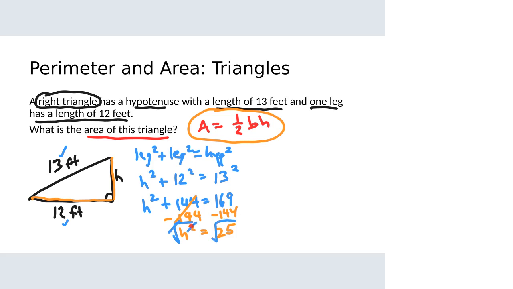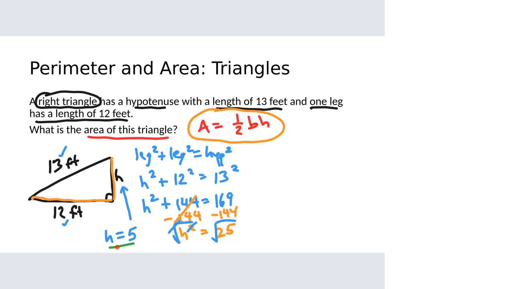These cancel, leaving me just h, and square root of 25 is 5. And so I just found out that that leg has a length of 5. Really easy to get drawn into a problem and say, all right, I drew the triangle, I labeled the sides, I found the one I didn't know, I must be done. Hold on a minute. Go back and make sure you read the question and answer the question that's being asked.